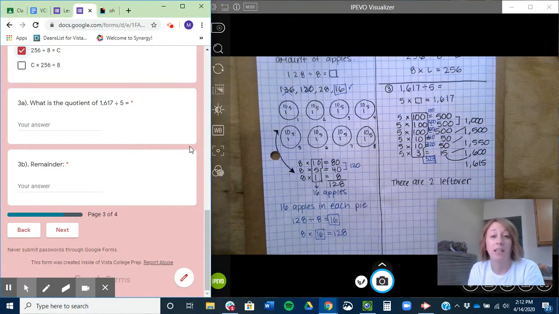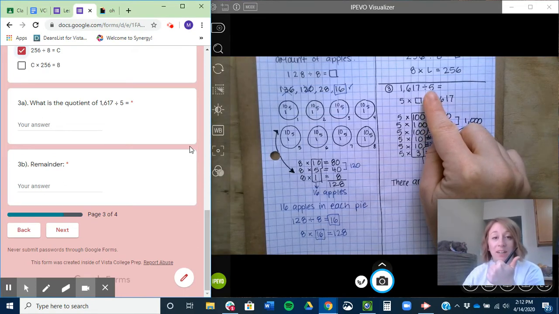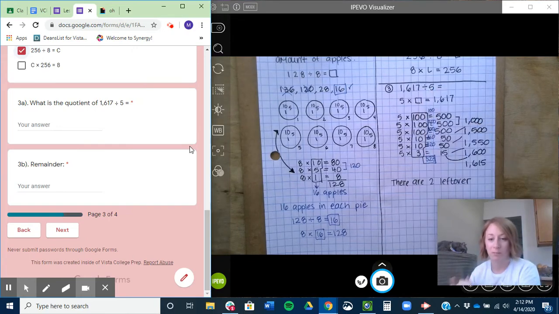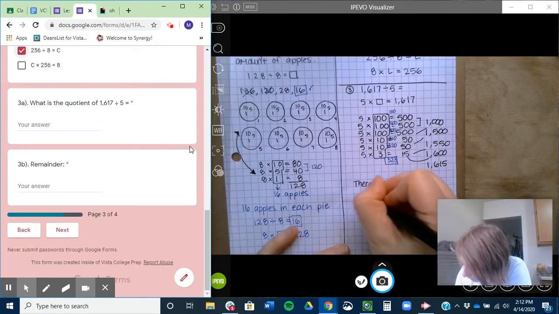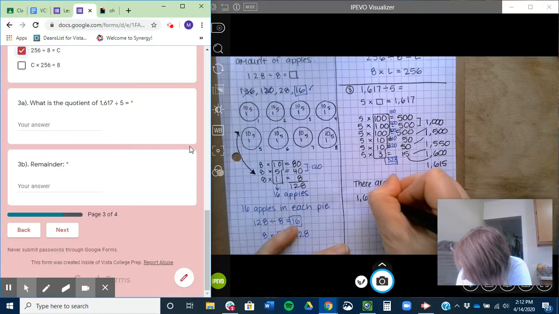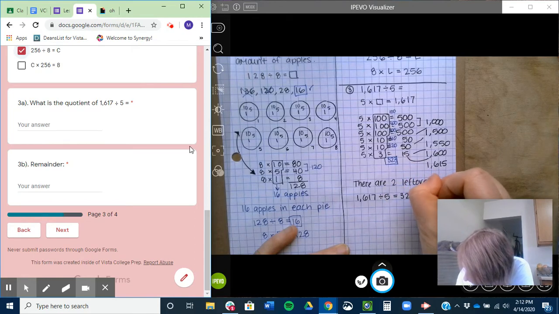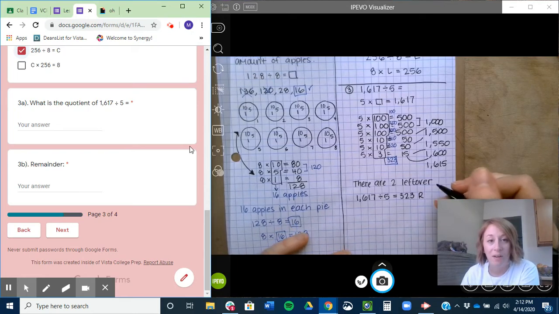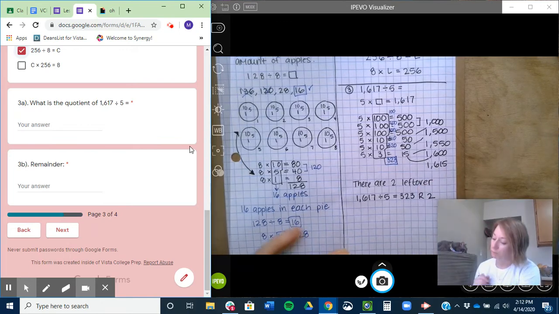Now when mathematicians write leftovers, they use the letter R to represent, that's right, remainder. So let's go ahead and write the sentence we just solved with our quotient and our remainder. 1,617 divided by 5 equals 323, and we write R to represent remainder of what's left over. The remainder is 2.